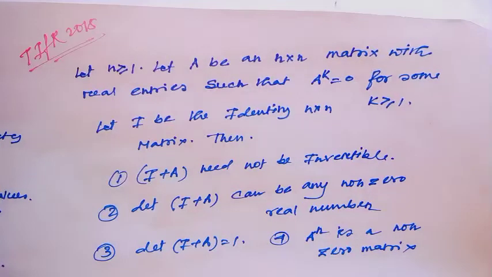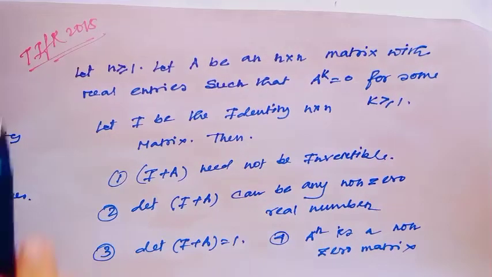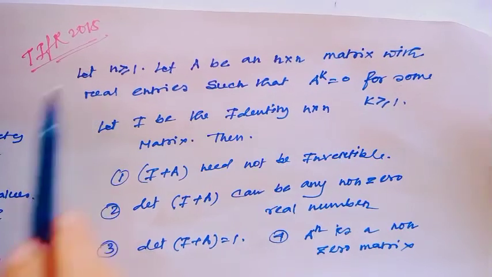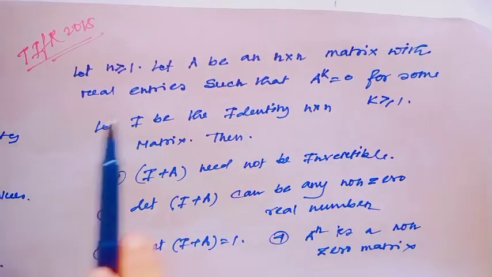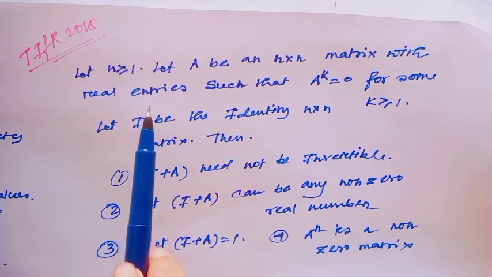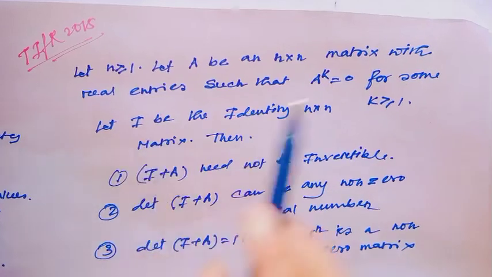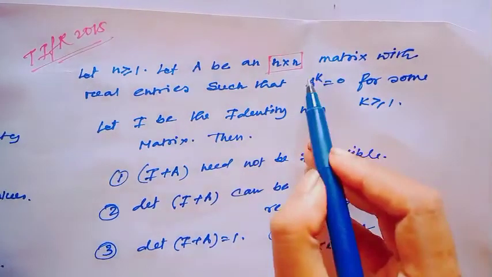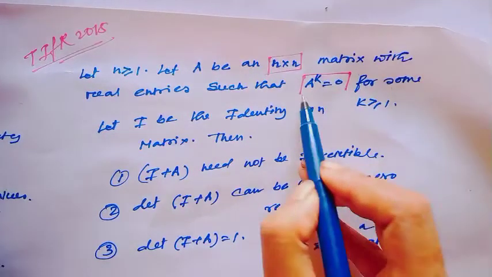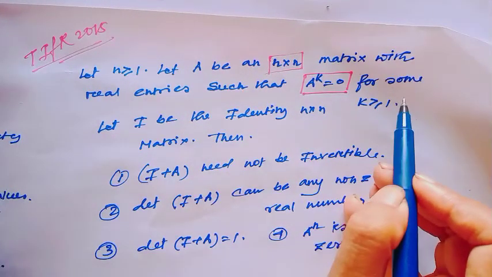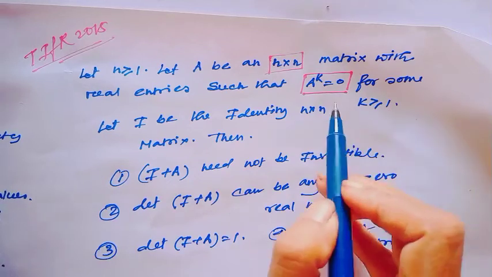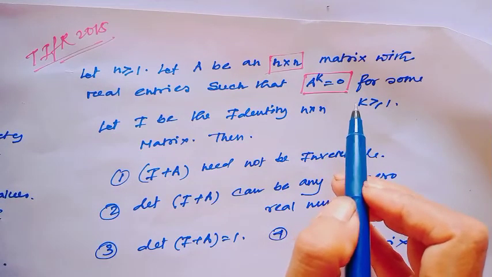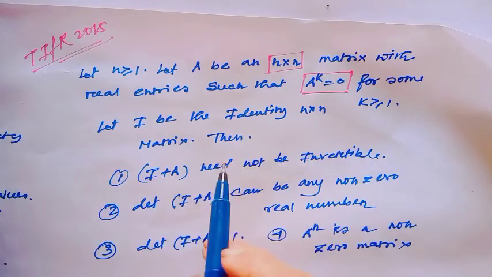Okay? I'll see another type of example which came in the TIFR 2015 exam. The question is, let n greater than or equal to 1 and A be an n cross n matrix with real entries such that a to the power k equals 0 for some k greater than or equal to 1. Since a to the power k equals 0, that means obviously the matrix A is a nilpotent matrix.